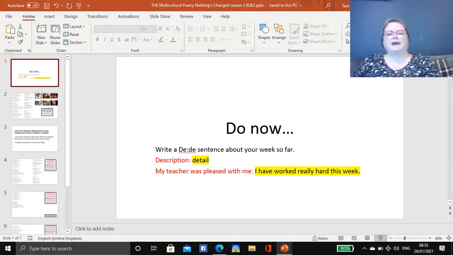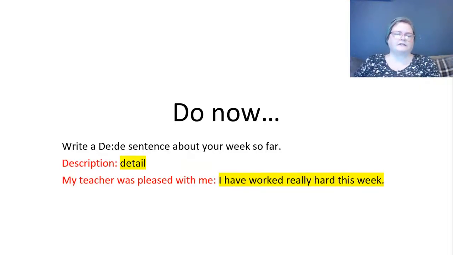Good morning, Year 8. Okay, so we're moving on today to start to look at the text of Nothing's Changed. So your do now task is on the board. Please write a DD sentence for me about your week so far. Don't forget that means giving a simple description and then following it up with some detail using the two dots, the colons in between. There's an example at the bottom.